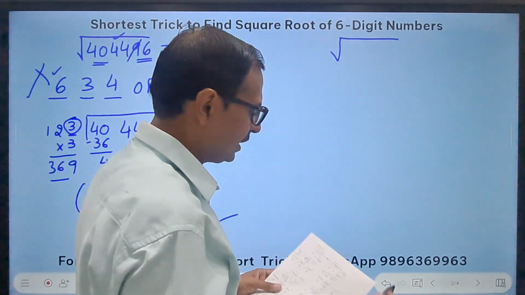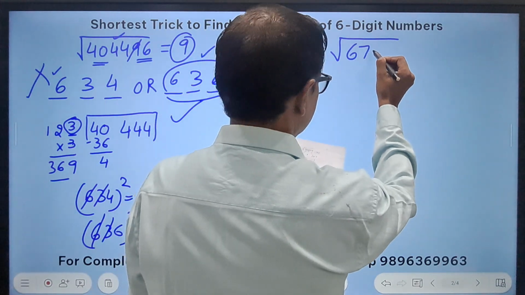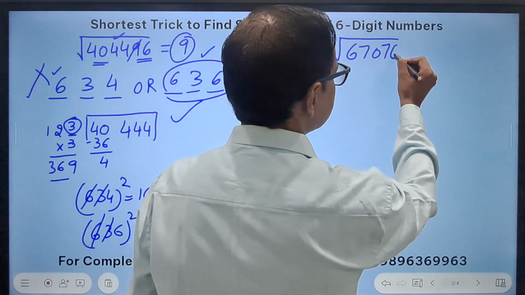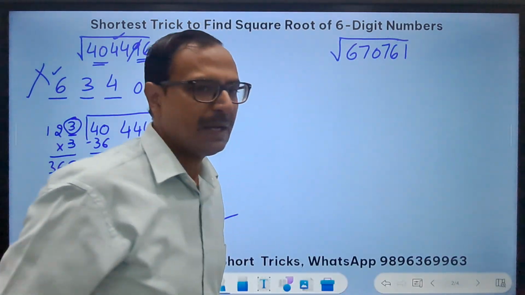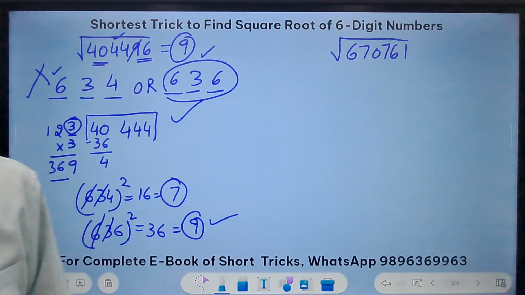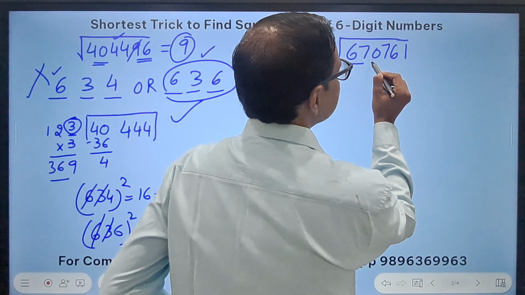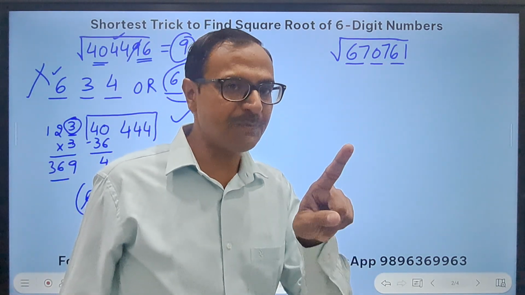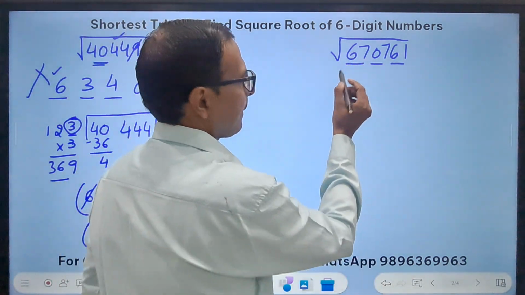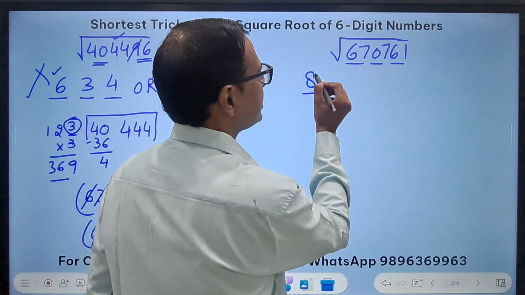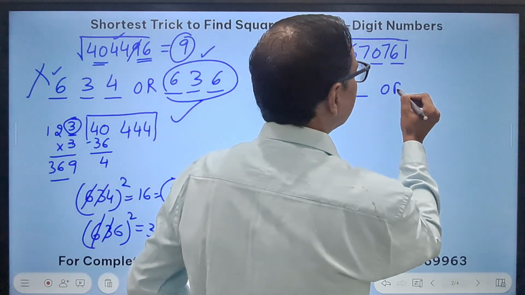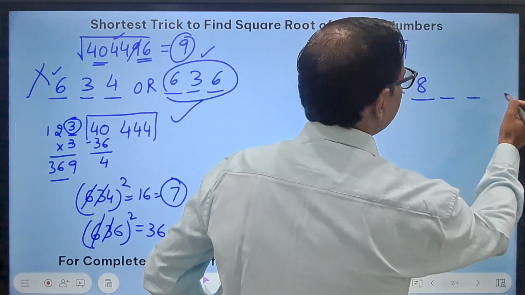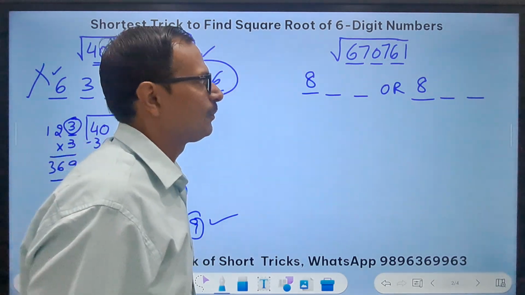Okay, let's take another one. 67071. Let's perform the same steps now. First pair, second pair, third pair. Now 67 is very close to 64, which is 8 square. So the first digit will be 8, or another one, second possibility, I have to write the second possibility also.